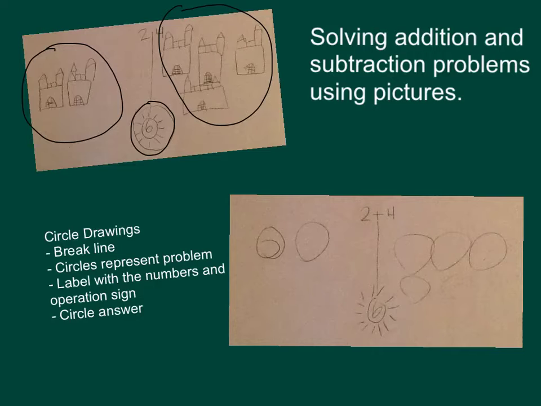So these circles in this problem represent the castles, but drawing a circle is much faster than drawing out all the castles. Then you also need to make sure that each side is labeled with the numbers, and the correct operation sign needs to be up there. So that plus sign right here needs to be there. And then we also write the answer down at the bottom, and then we circle it.